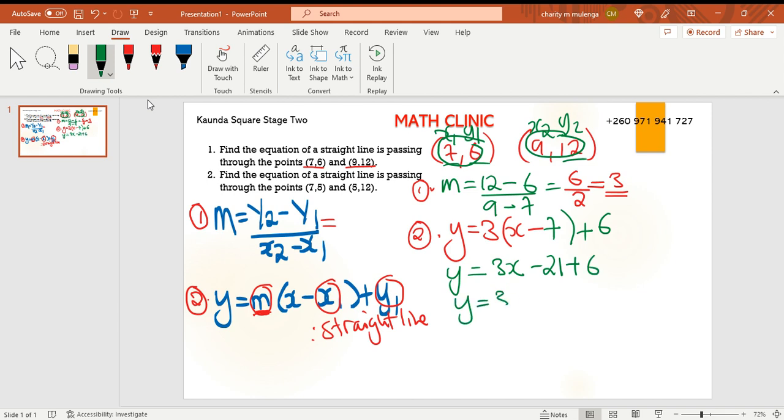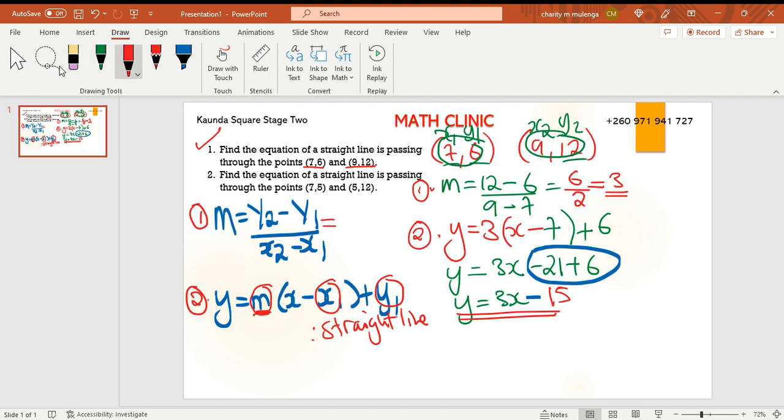The last thing you're going to do is evaluate these integers. Because the signs are different, we're going to subtract and take the sign of the bigger number, so our answer is going to be negative. Negative 21 plus 6 gives us negative 15. And that is the equation of the straight line in number 1: y = 3x - 15. So we have found our gradient and we have found our equation.